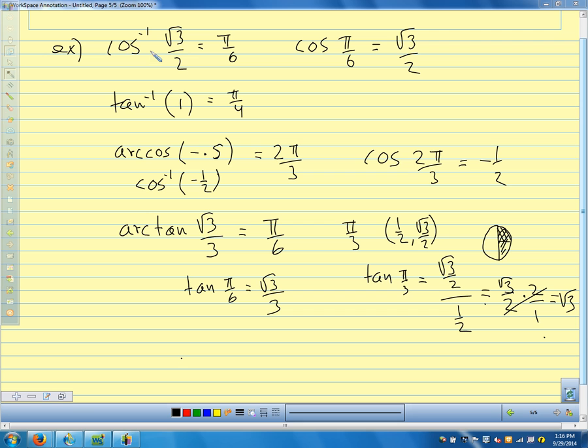Anytime that the problem says without using a calculator or an exact answer, something like that, that tells you you're going to be using the unit circle.